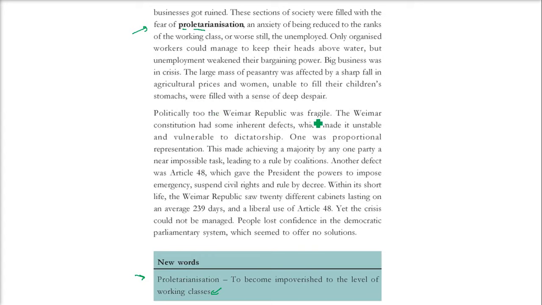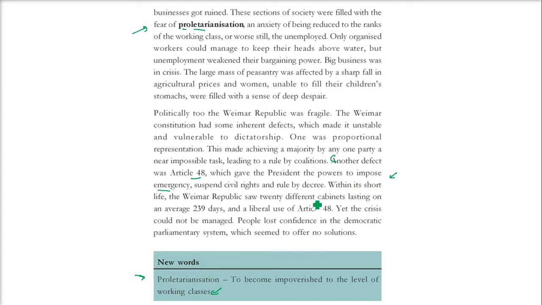Politically also, the Weimar Republic was fragile. The constitution of Weimar inherently had certain defects, which made things unstable and vulnerable. And there was another thing also. There was a defect called Article 48. In this, the president can use his power to impose emergency, suspend civil rights, and rule by decree. This is very important. Within this short time, Article 48 was immensely used.